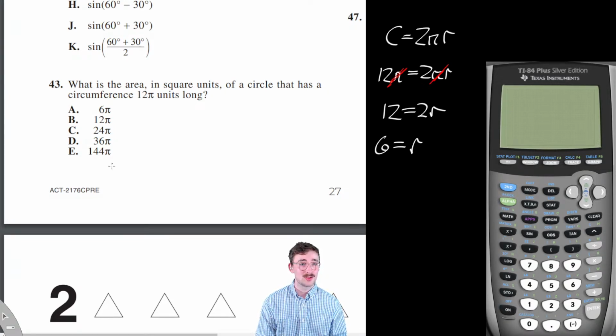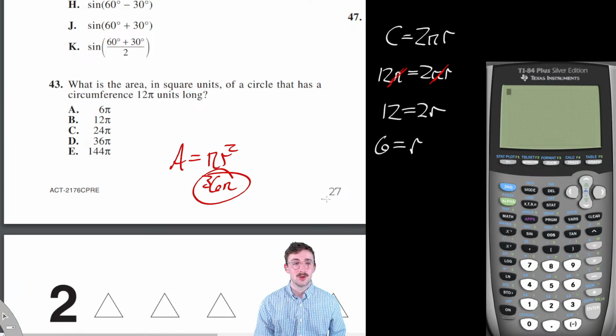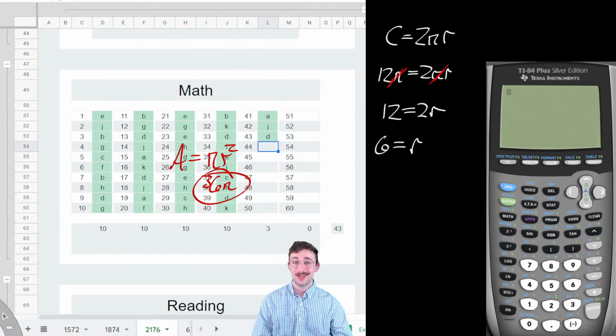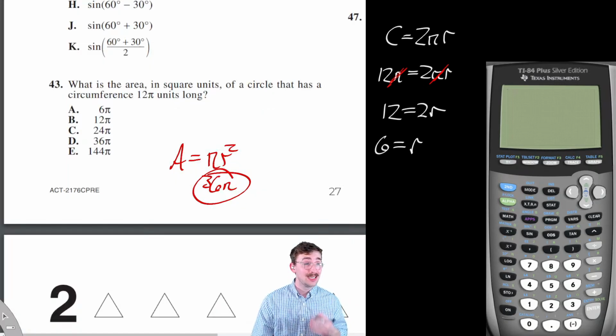I hope I'm not doing this too fast. Then we know that the area equals pi r squared, so that's going to be 36 pi. All right, so that's D, which means that, hey, there it is. As I said, it's not that hard. It's supposed to be one of the hardest ones.